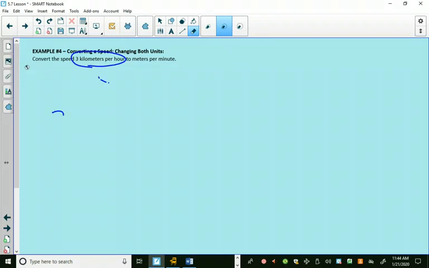We know we have 3 kilometers, which is represented with km, per, which is our fraction bar, hours, which is hr. And I know that I'm trying to get kilometers to meters, and I'm trying to get hours to minutes. So I need to come up with 2 conversion factors that I'm going to use in this problem. So I start by looking at my sheet. How will I write kilometers to meters? What is the conversion that I will use?